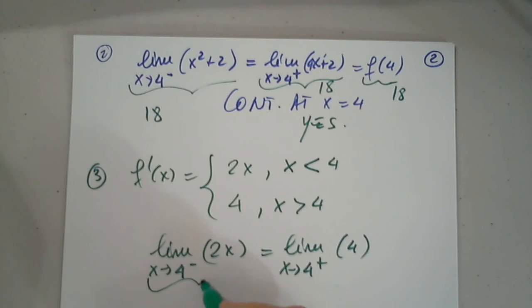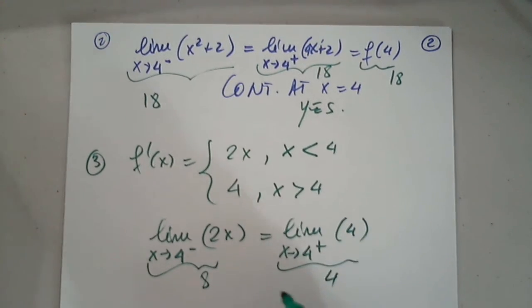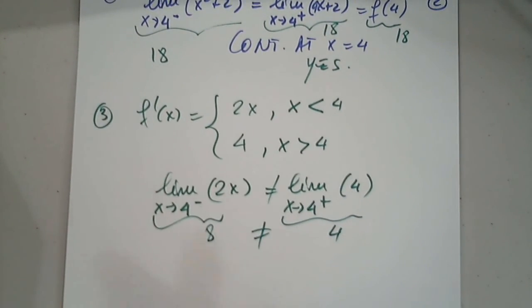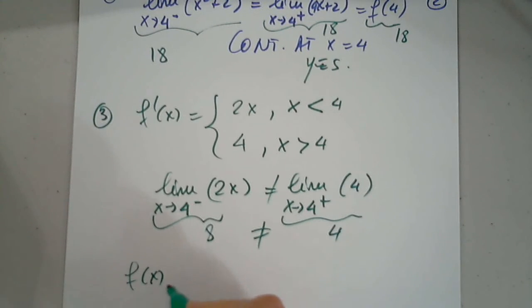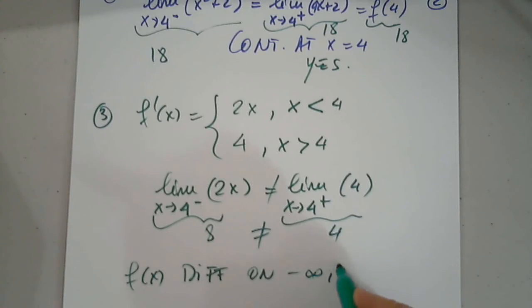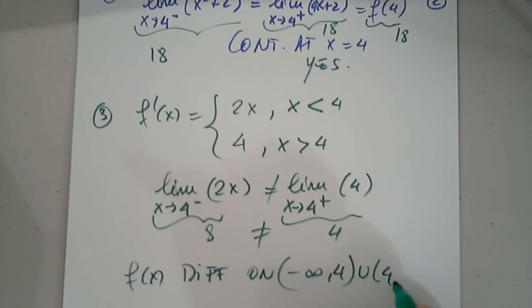Since the left-hand side is 8 and the right-hand side is 4, they're not equal to each other, and I will just say that f of x is differentiable on negative infinity to 4 union 4 to infinity.